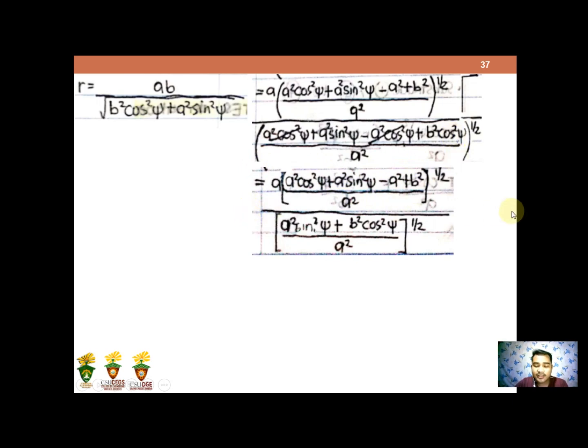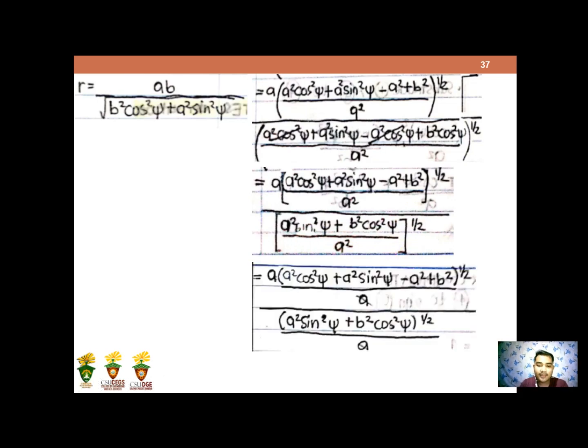So for the denominator, what remains is a squared sine squared geocentric latitude plus b squared cosine squared geocentric latitude all over a squared, also raised to the power of 1/2. Next, the a squared will cancel, since if we take the square root of a squared in the denominator, it becomes just a. So it cancels.